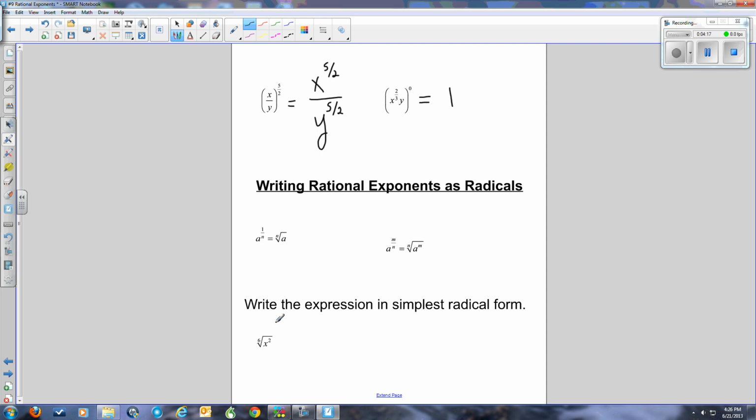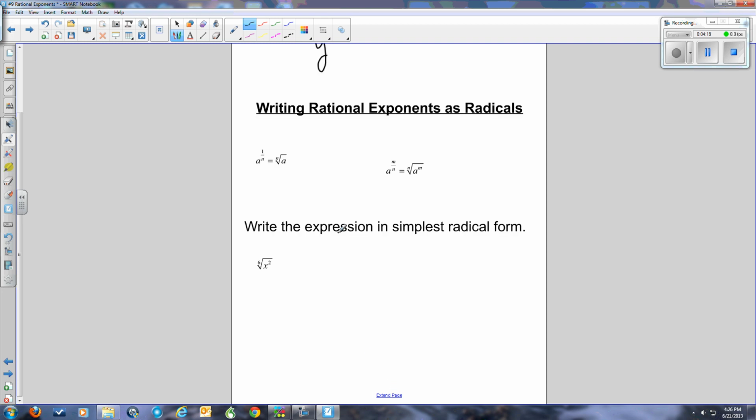Now, let's just review what I had mentioned earlier, writing rational exponents as radicals. If we have a to the 1 over n is equal to the nth root of a, so that's our first rule that we're going to be thinking about. And then we have a to the m over n is equal to the nth root of a to the m. You can see where the m's and the n's come into play. If you wonder where this 1 would have gone, you don't have to write it in, but you can imagine putting it right here as an exponent on the a.